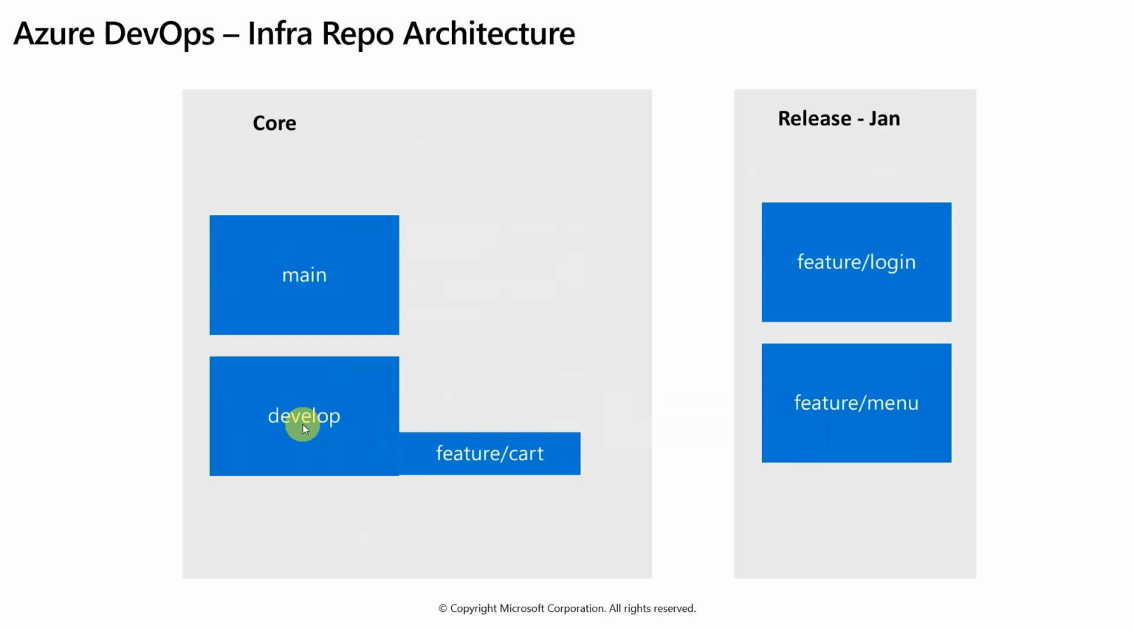Okay. It's a nice feature because you may not want to deploy everything, right? You may want to pick only some features. So that's when you do a cherry pick. Okay. All right.